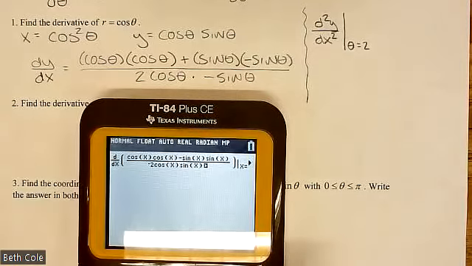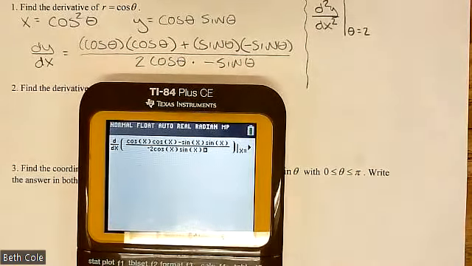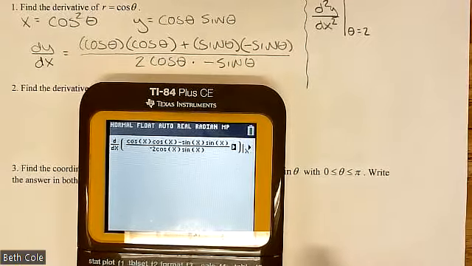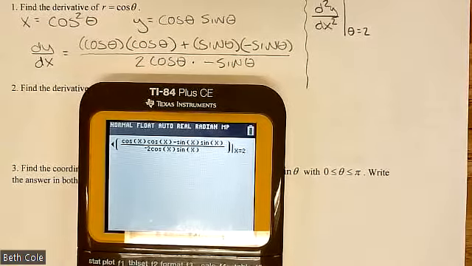But I'm just going to leave that up there for a minute. Just make sure that yours looks like mine. It should look pretty much exactly like what's on your paper. And then at the end, you're going to put such that theta equals 2. I just picked a random number. Here, let's try one.